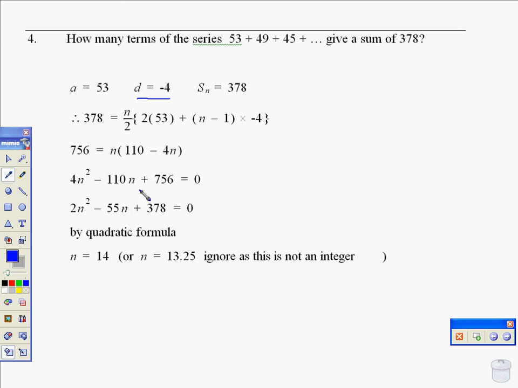and then we're going to have expansion, get all the terms together. We divide by 2 to make it a little bit easier. Not a nice one to try and factorize this time. So by the quadratic formula, you're going to get two solutions, 14 and 13.25. This time we're only going to take n is equal to 14, because n is equal to 13.25 won't give us an integer. And remember, we have to have an integer if it's going to be the number of terms. It can't work.